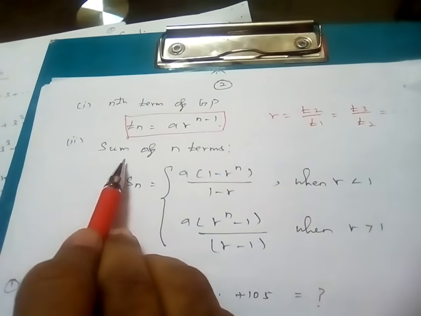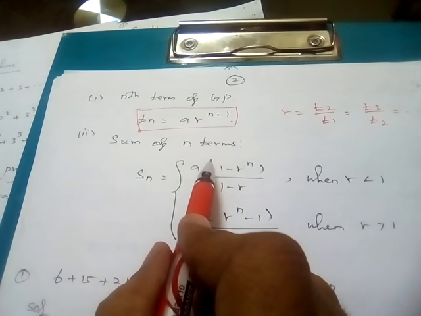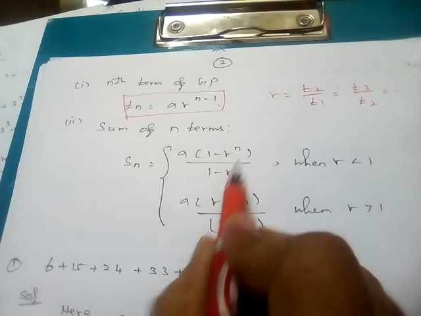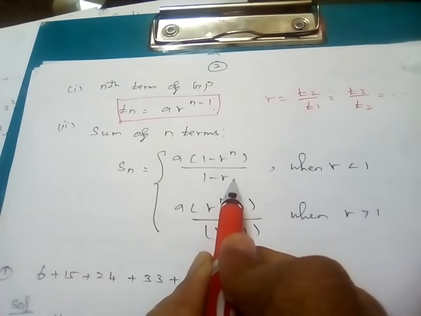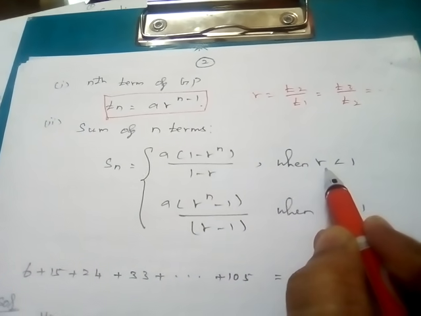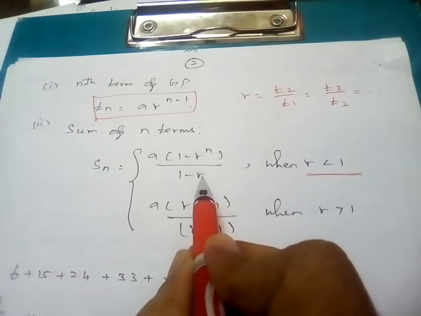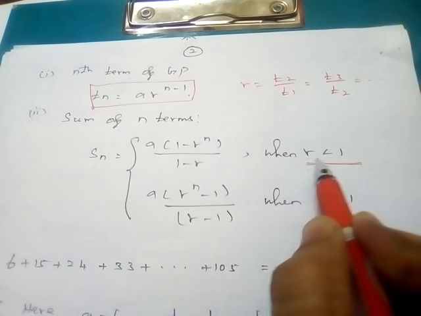Next, the sum of n terms in the geometric progression. The sum of n terms will be a into 1 minus r to the power n divided by 1 minus r. When we use this formula, r will be less than 1. So if we apply this formula, the condition is that the value of the common ratio r will be less than 1.